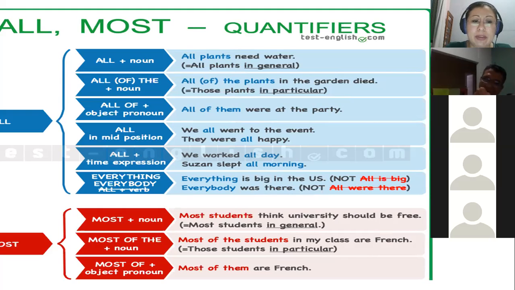All in a mid position: we all went to the event. They were all happy. All plus time expression: we worked all day. Susan slept all morning.